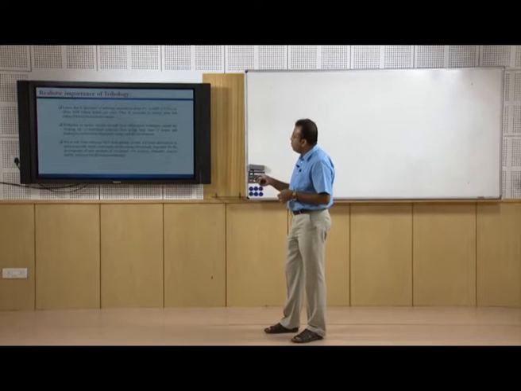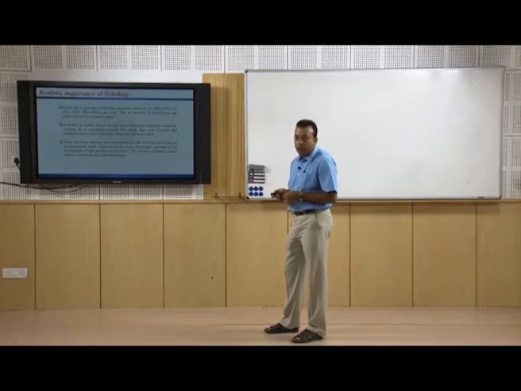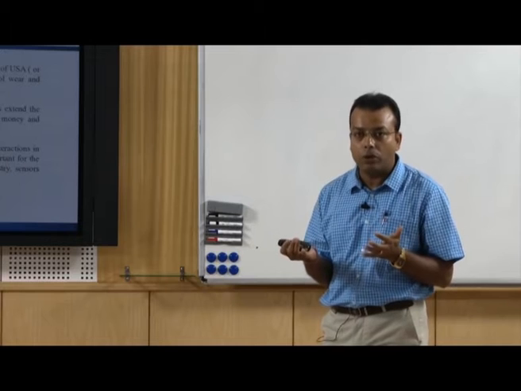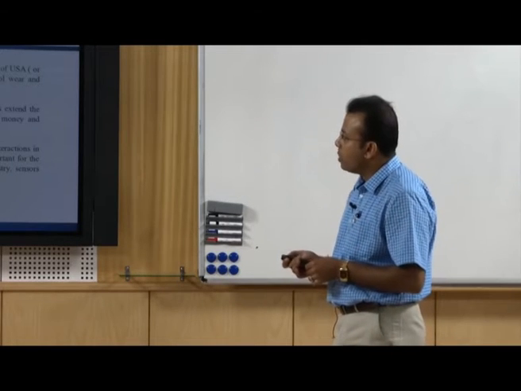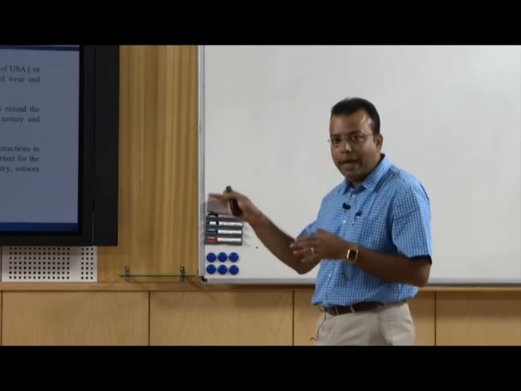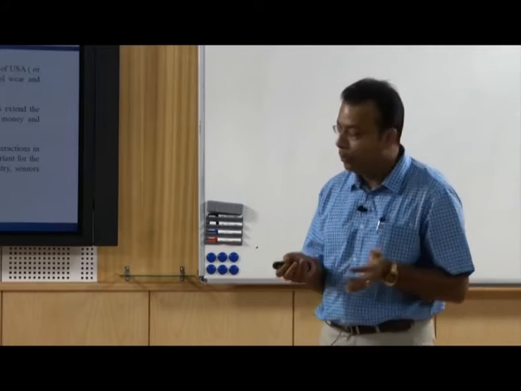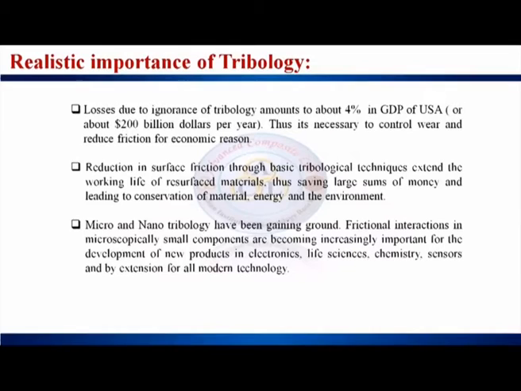Then we have to know what is the realistic importance of tribology, because why are we doing tribology, what is the basic need, what is the background of doing tribology. So, first, because these are all examples of why we are going to do tribology in today's era. First is the losses due to the ignorance of tribology, which amount to about 4% of the GDP of the USA, or about $200 billion per year. Thus, it is necessary to control wear and reduce friction for economic reasons.